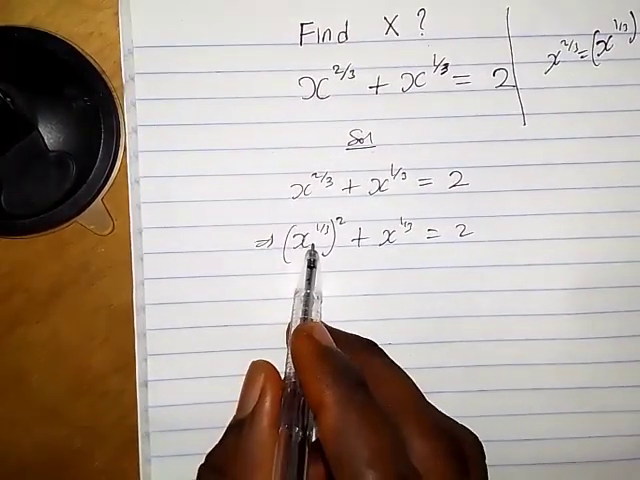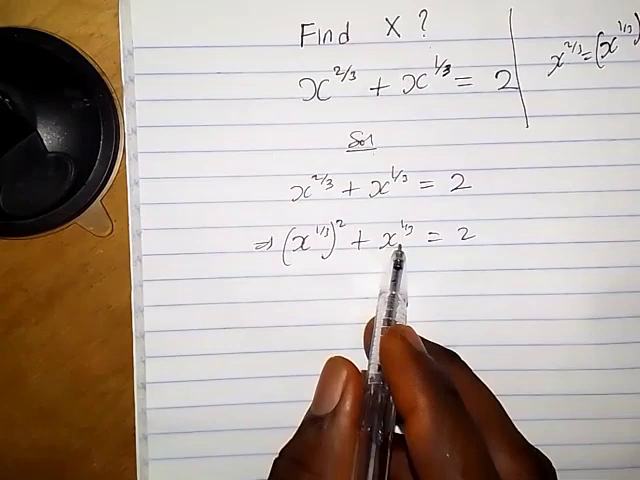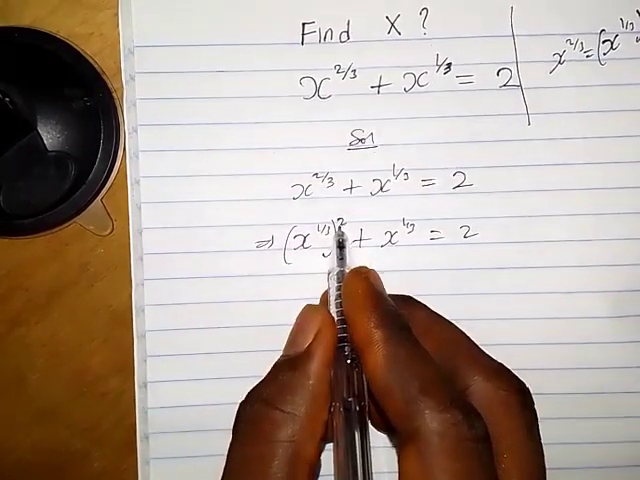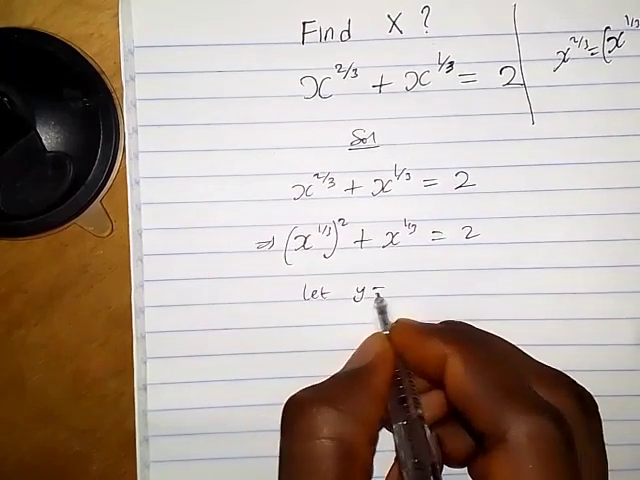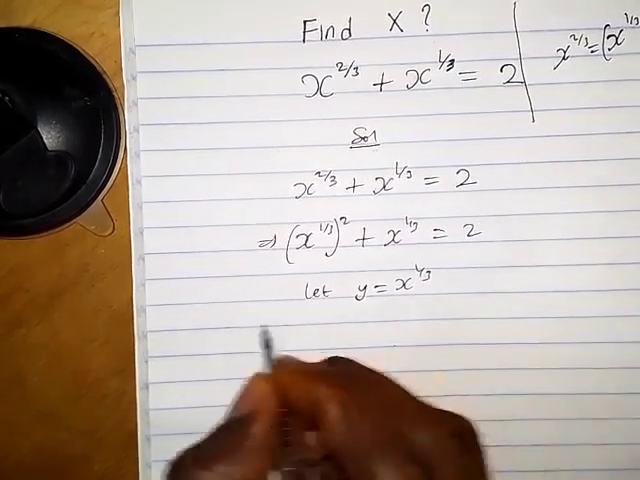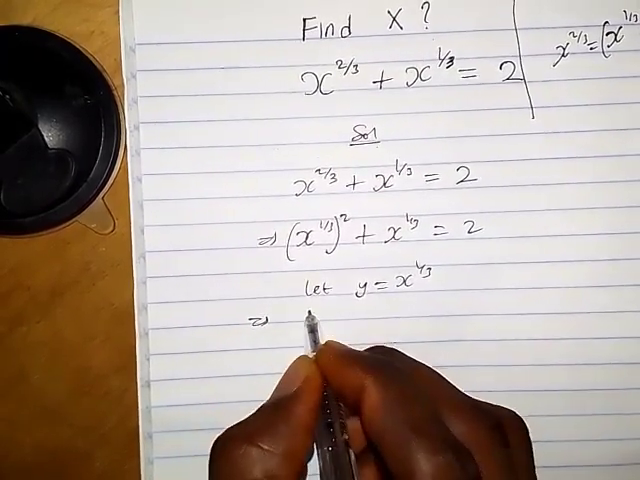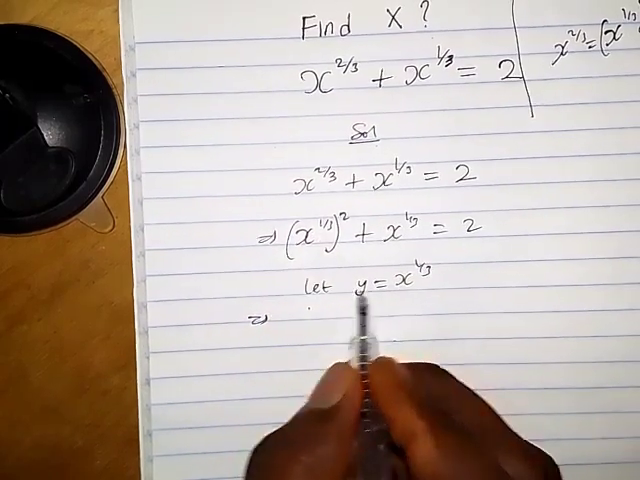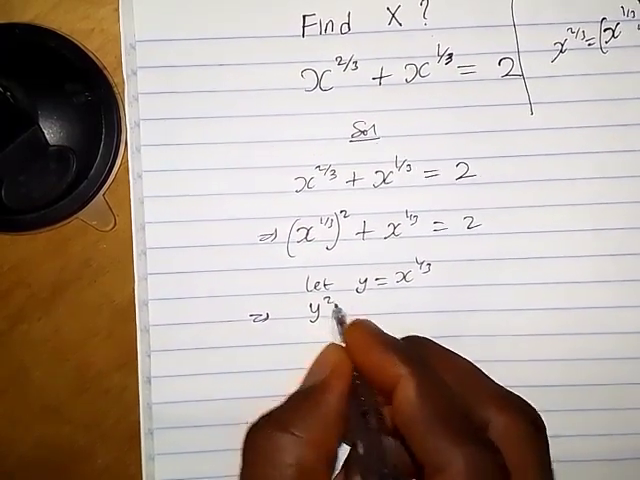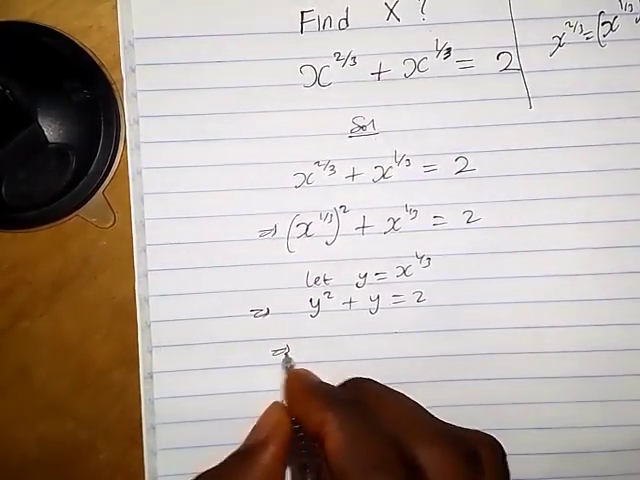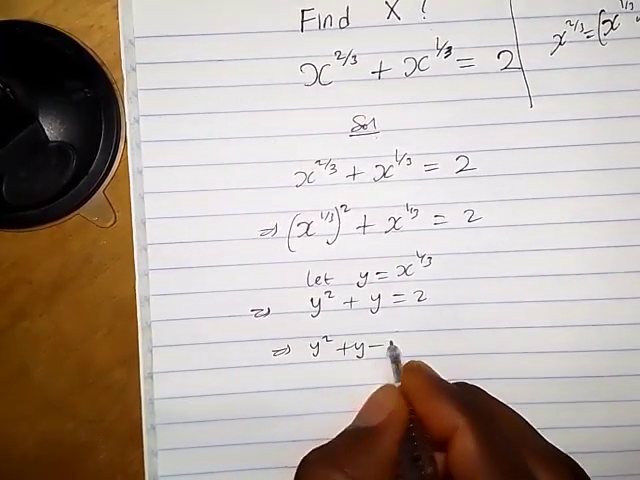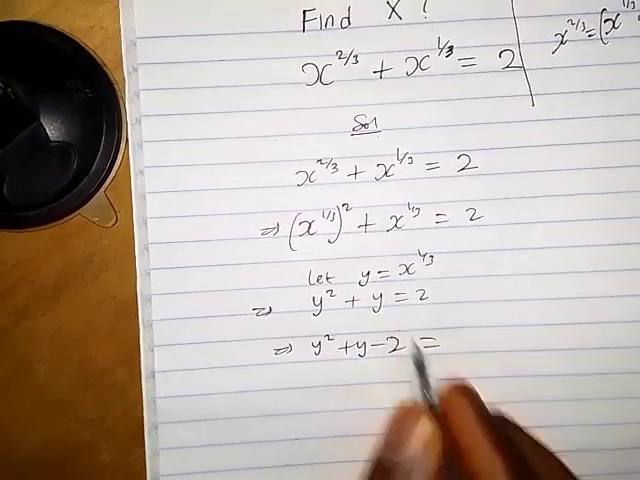You observe that we have x raised to power 1 over 3 here, and likewise here, but this one has the power of 2. So now let's suppose y equals x raised to power 1 over 3. It implies that anywhere we see x raised to power 1 over 3, we just plug in y. So we have y squared plus y equals 2. This implies y squared plus y minus 2 equals 0, when this guy comes to the left side.